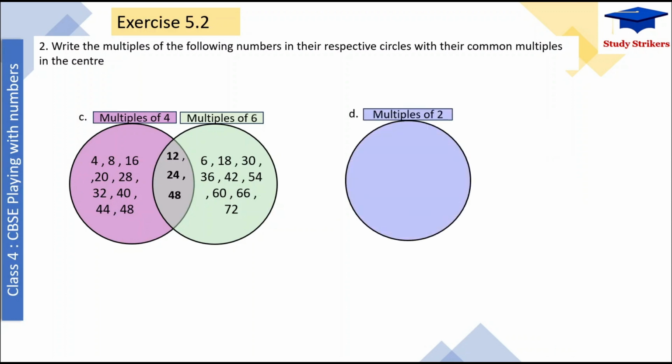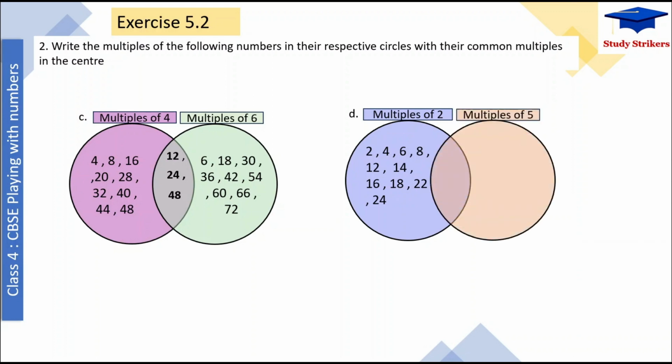Now in the next problem we have to write multiples of 2. So there are 2, 4, 6, 8, 12, 14, 16, 18, 20, 22, 24. Now we have to write multiples of 5. So it's 5, 15, 25, 30, 35, 40, 45, 50, 55, 60. Their common multiples are 10, 20. Okay, so let's move ahead.